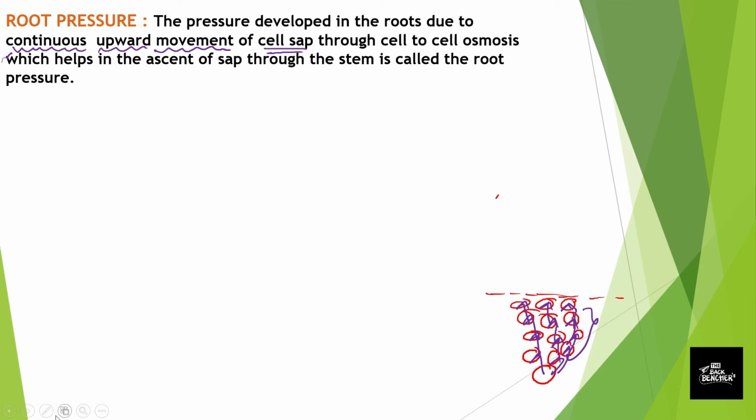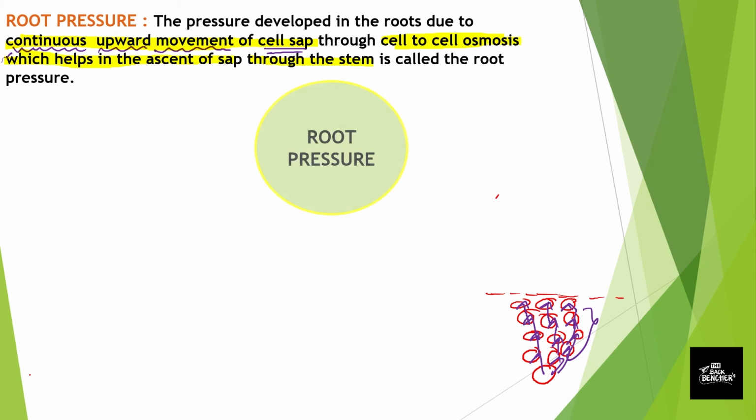Let me highlight a few terms in this definition for you all. You all have to remember this: continuous upward movement of cell sap through cell to cell osmosis is very, very important in this definition. Which helps in the ascent of sap is the major point that you have to mention in the definition of root pressure. That is all about root pressure. If you understand ascent of sap easily, you will be able to understand root pressure very easily, because there is nothing hard in it.